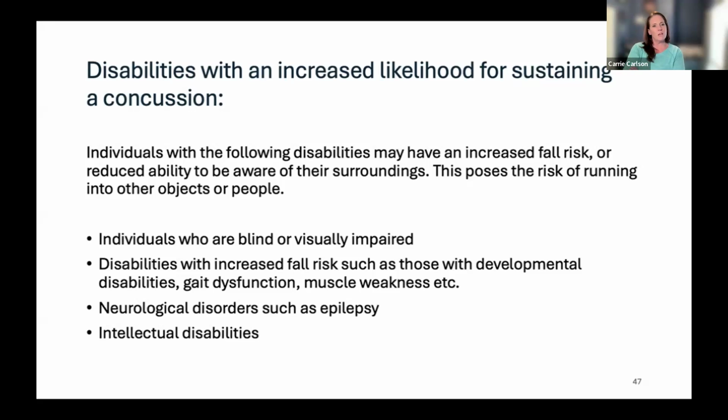Disability, so I lost part of that. Individuals who are blind or impaired, and disabilities with increased fall risk, such as those with developmental disabilities, gait dysfunction, muscular weakness. So those things where individuals are probably going to need assistance when they get up, right? Or they might be a little unsteady on their feet. Neurological disorders such as epilepsy, and intellectual disabilities.